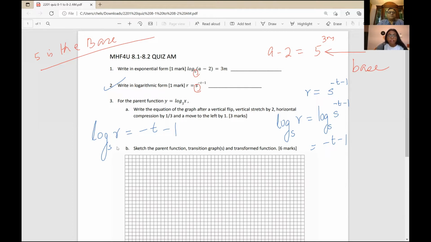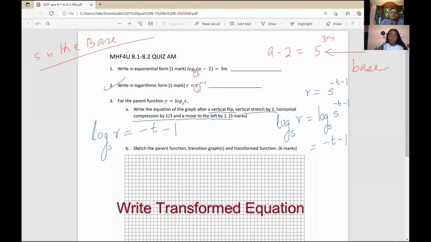Number 3 has two parts. For the parent function, y equals log to the base 3 of x. Part A, write the equation of the graph after a vertical flip, vertical stretch by 2, horizontal compression by 1 over 3, and a move to the left by 1. Okay, so let's do this. So let me use another ring. So first part is that there is a vertical flip. So vertical flip means what? So negative a value. Negative a, right? So it becomes y equals negative log to the base 3 of x.